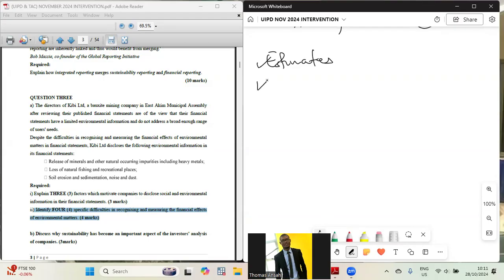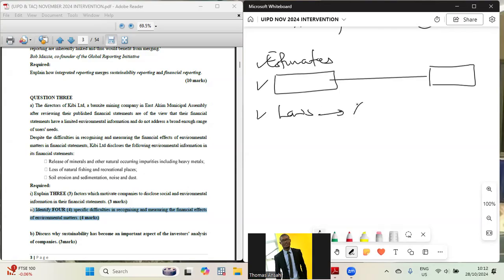And another difficulty is that there is a time lag between the time you put the item in your financial statement and the actual time you do the spending. So there is a delay in the activities. Have you seen that? Another thing you can also say is that the laws surrounding the environment are ambiguous. There are no clear laws.